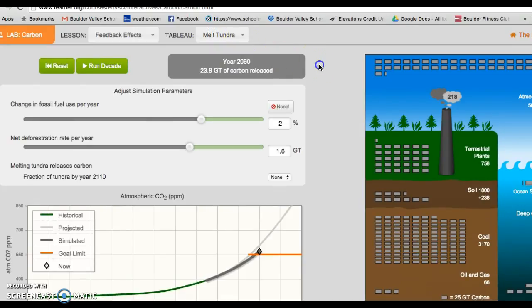Email me if you have any further questions. Otherwise, hopefully this is able to show you how carbon cycles through our Earth, and how atmospheric carbon that's released from fossil fuels ends up in different places throughout our world.